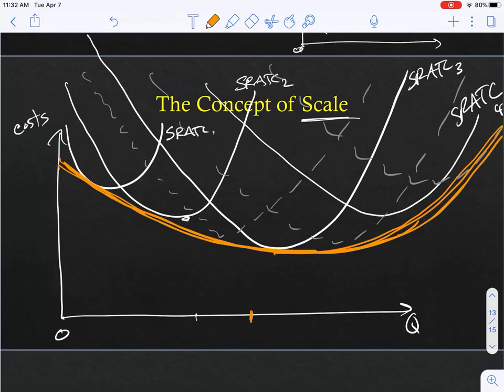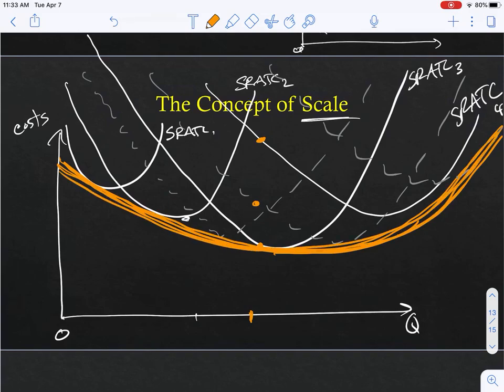If you were going to build a plant because you wanted to produce this much output, which size plant would you choose? Would you choose this one, plant size 4, where your costs are here? Or would you choose this gray one that I drew in between here? No, you would choose this one, plant size 3, short run average total cost 3. That gives you the lowest cost per unit for that level of output.